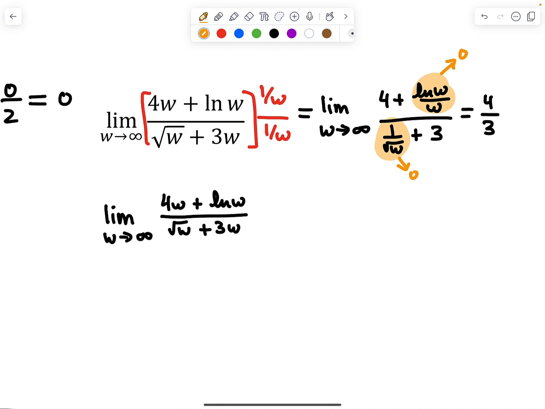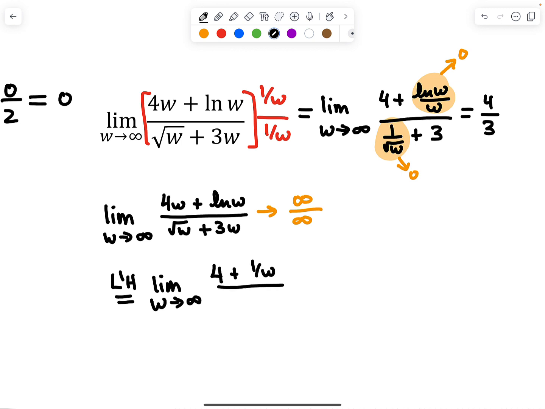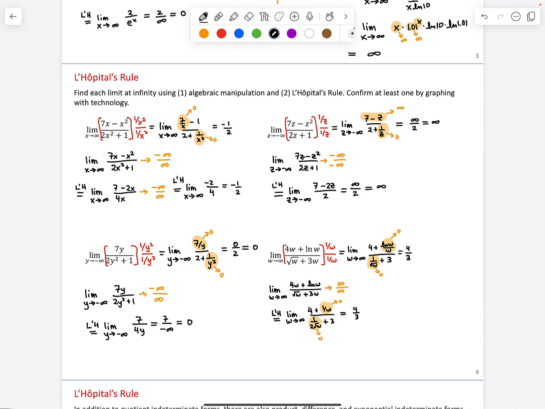As w approaches infinity, the numerator approaches infinity, and so does the denominator. So we can say this is equal to the limit, differentiate the numerator with respect to w, we get 4 plus 1 over w, and the denominator, we get 1 over 2 rad w plus 3. And clearly enough, these two expressions, as w approaches infinity, will approach 0. So our final limit will be 4/3. Okay, let's move on to the next page.